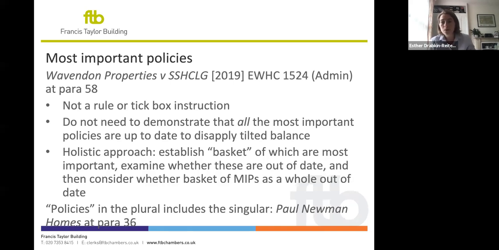Paul Newman Holmes also gave further guidance on most important policies. And in that case, it was held that the word policies also includes the singular as well as the plural. So it's enough for the one most important policy in the case. If that is out of date, then the tilted balance applies.